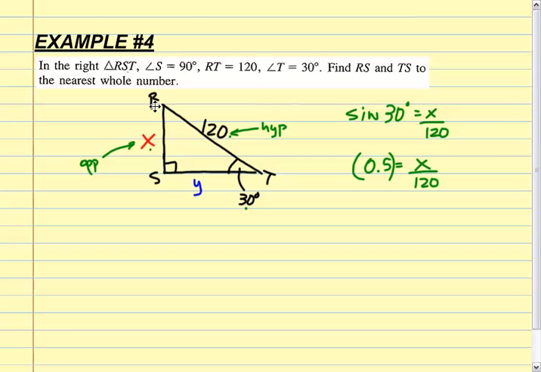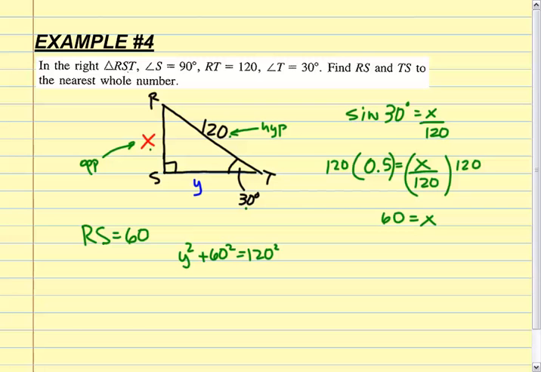Multiply both sides by 120, and I'm going to get that x is equal to 60. Okay? So now I know that RS is equal to 60. Now, you know what we could do? You could use Pythagoras. You could say y squared plus 60 squared is equal to 120 squared. But you know what? I think the trig stuff is a lot easier than using Pythagoras. Let me show you.